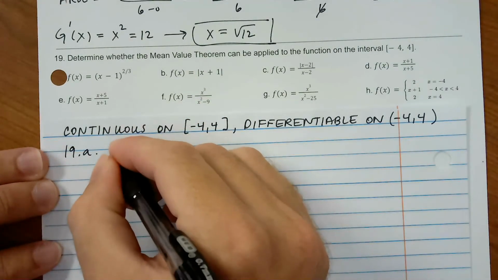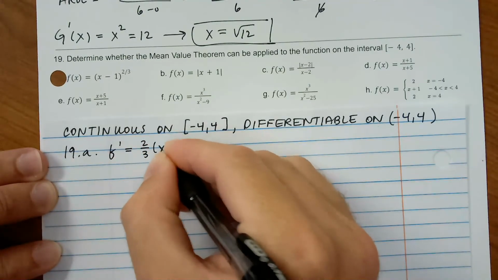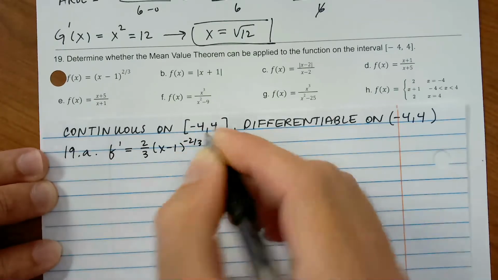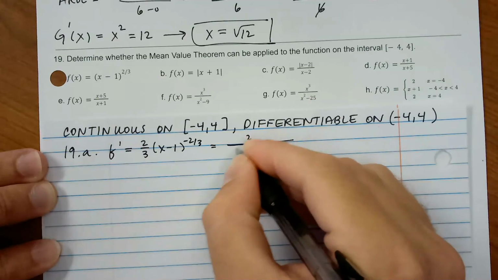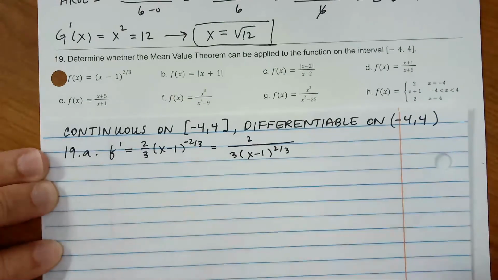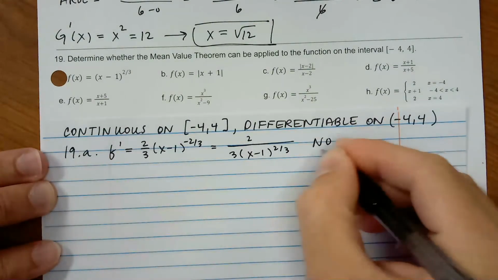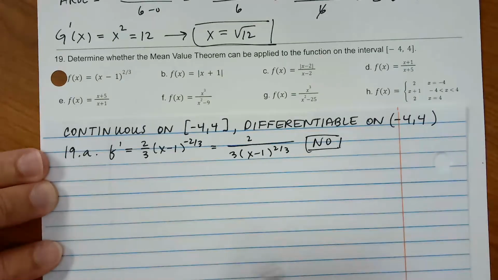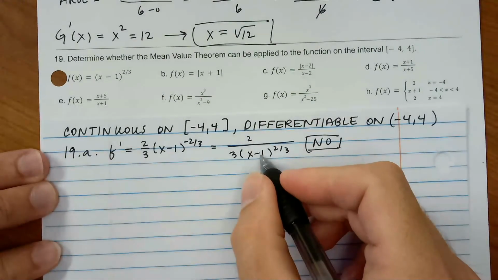If you weren't certain, what you would do is take the derivative. F prime equals 2/3 times (x minus 1) to the negative 2/3, which is like 2 over 3 times (x minus 1) to the 2/3. If x equals 1, it's going to cause me to divide by 0. F prime won't exist. So no, not differentiable on the open interval. I found a place that's not differentiable, at x equals 1.